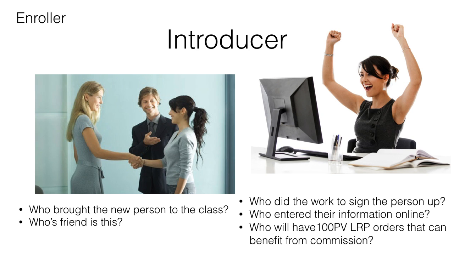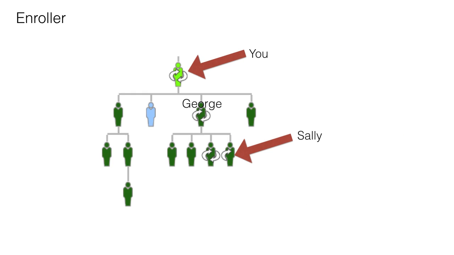If he's not interested, you need to consider who's doing the work, who's putting this person in online. If Jack is interested, it would be in his best interest to enter the new member's details online himself. So there you go. That's who the enroller should be. It's a little bit of thinking that needs to go into it, and you also need to have this discussion with people.